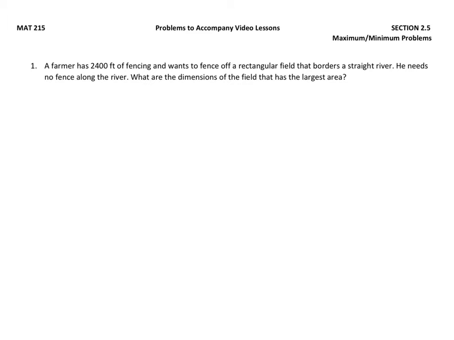Our first step in solving maximum-minimum problems is to draw a picture if necessary. So let's draw a picture of this situation. Here we have a straight river, and the farmer wants to create a rectangular field that borders this straight river. We're interested in finding the dimensions. The dimensions of a rectangle would be width and length, so we can label one side the width and another side the length.